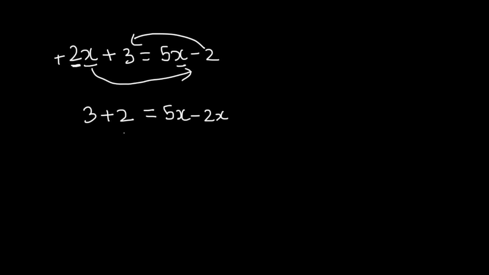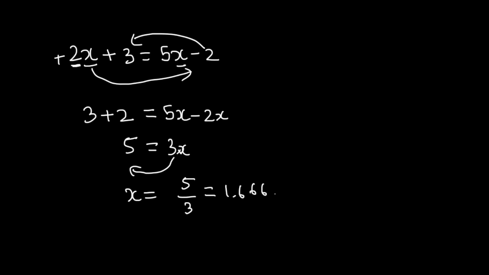So now let's solve this. 3 plus 2, 5, is equal to 5x minus 2x. It's 3x. Now here I am just going to move the 3. I am not going to change the plus 3 to minus 3, but I am going to change the multiplication to division. So now we get the x value. x is equal to 5 by 3, and that's it. You can also write it as 1.666 and so on. This is how we need to solve a basic linear equation where the variables are on both sides. Now let's take a look at another example.